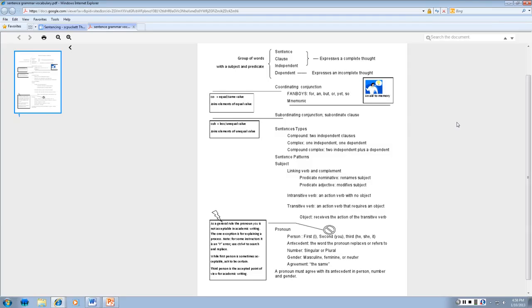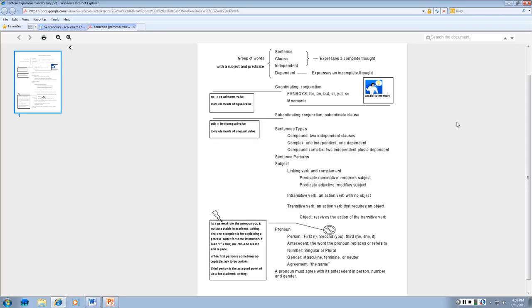First person I is the person speaking. Second person you is the person spoken to. Third person is the person spoken of. Third person is considered the most formal. First person is considered informal, and we'll come back to second person.